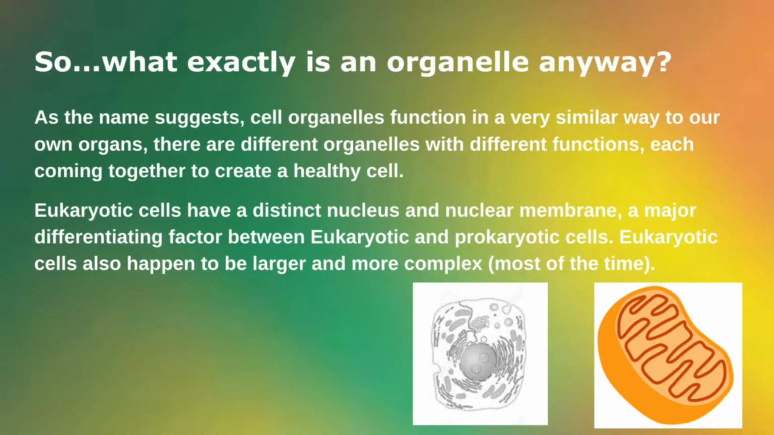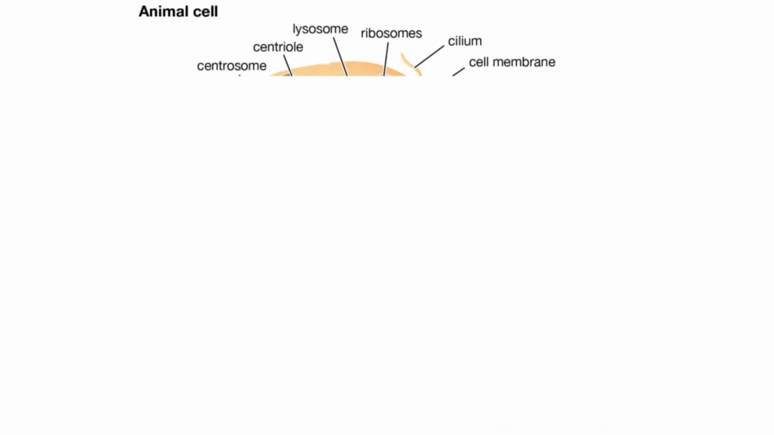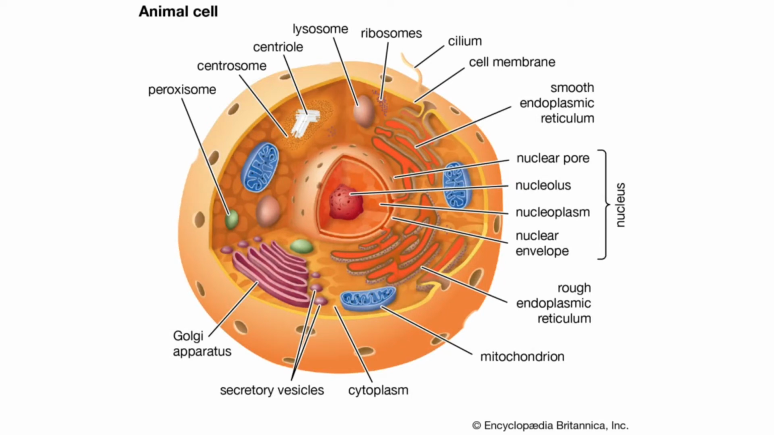Eukaryotic cells also happen to be larger and more complex most of the time. So what you'll see is with prokaryotic cells, they're generally smaller and more tube-shaped, whereas eukaryotic cells are much, much larger, and they tend to be in circles and square shapes. Here's a diagram of a eukaryotic cell with a bunch of different organelles in it. I'm not going to read them all off, I'll just highlight a few.